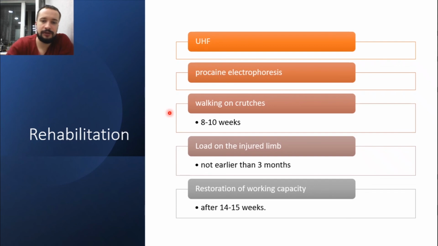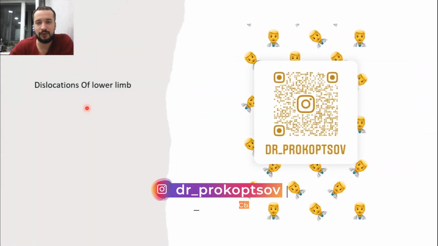What about rehabilitation? We can use UHF, procaine electrophoresis. After the immobilization is eliminated, walking on crutches is prescribed for 8-10 weeks. The load on the damaged limb, due to the danger of developing aseptic necrosis of the femoral head, is allowed no earlier than 3 months from the moment of injury. Recovery of working capacity occurs after 14-15 weeks.